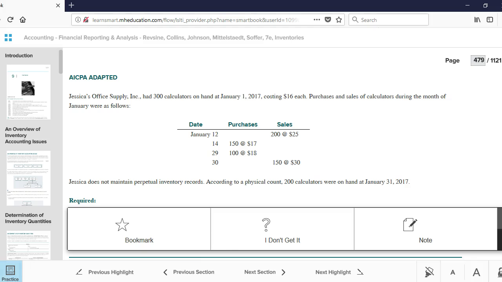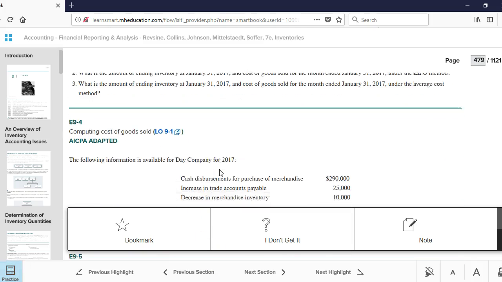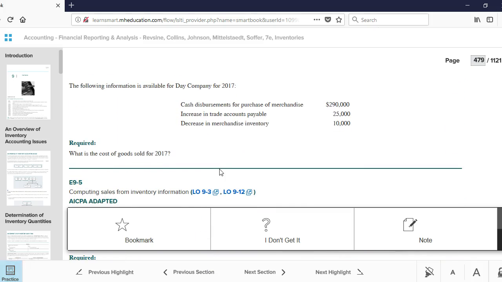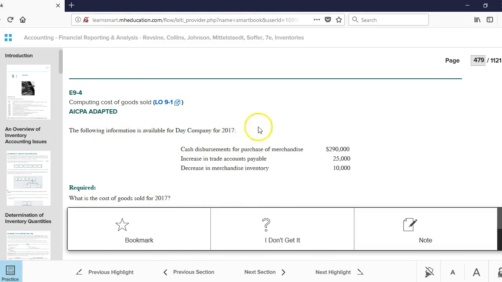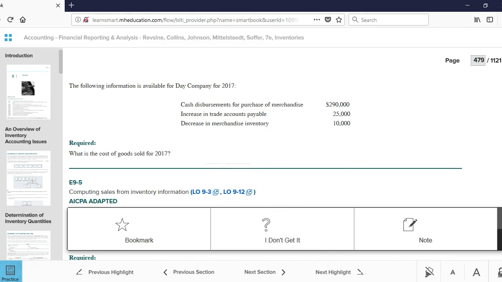The next one is cost of goods sold, and that's question 9.4. And right here it says, and this is kind of along the same lines of what we've been doing, the following information for Day Company. You can see that they're giving us quite a bit of info here. Cash disbursements to buy inventory, increase in payables, decrease in inventory. What is cost of goods sold?